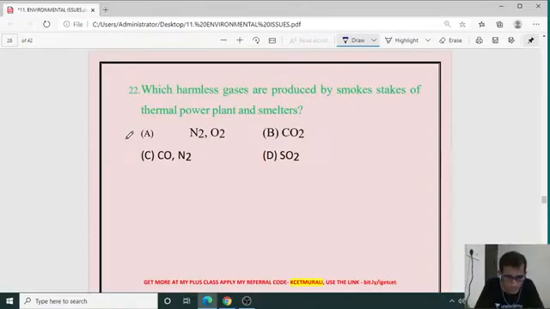So the right answer for question number 22: nitrogen oxide, nitrogen, oxygen, carbon dioxide, then carbon monoxide, nitrogen, sulfur oxide. So it is carbon monoxide, okay, and this is the answer, sulfur oxide. So the right answer is D for 22nd.